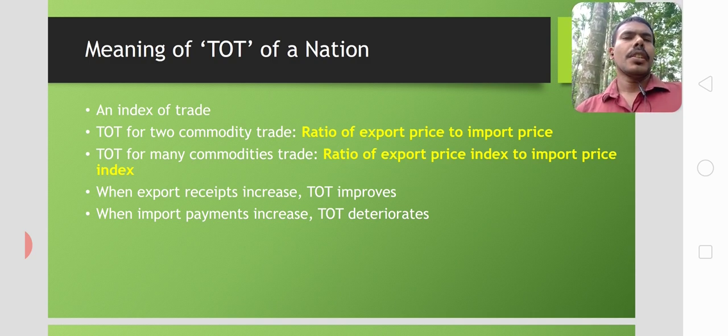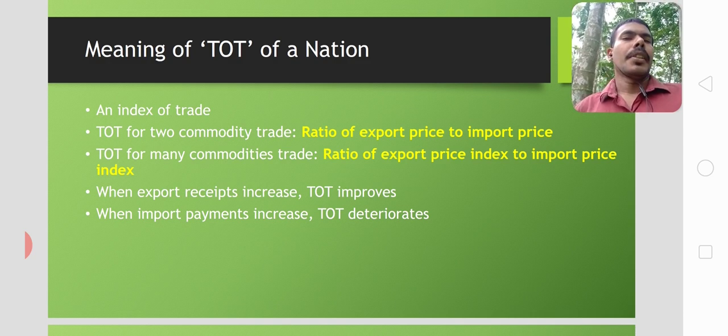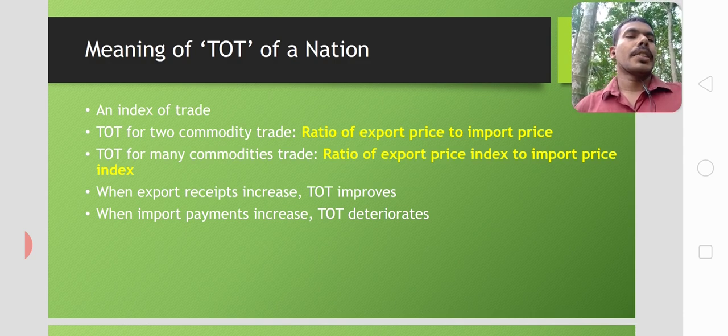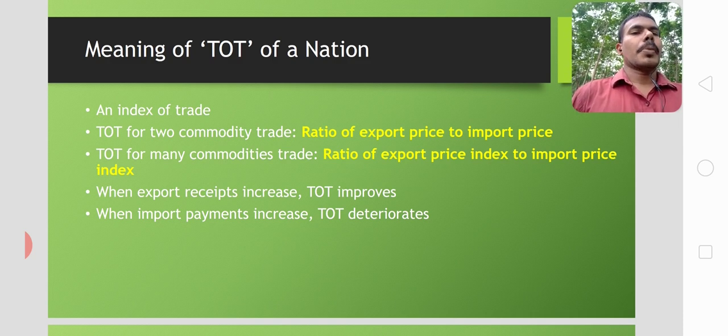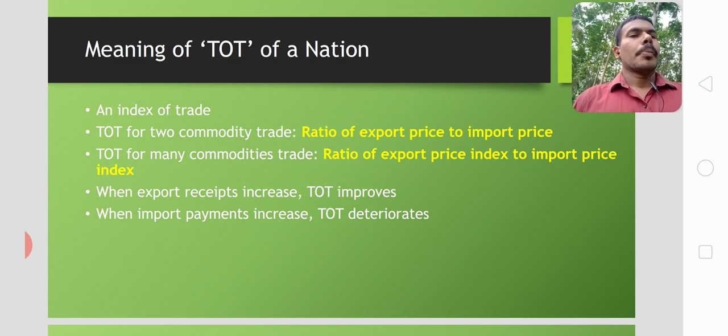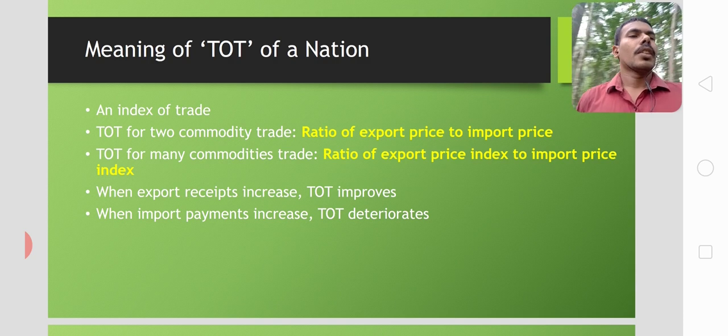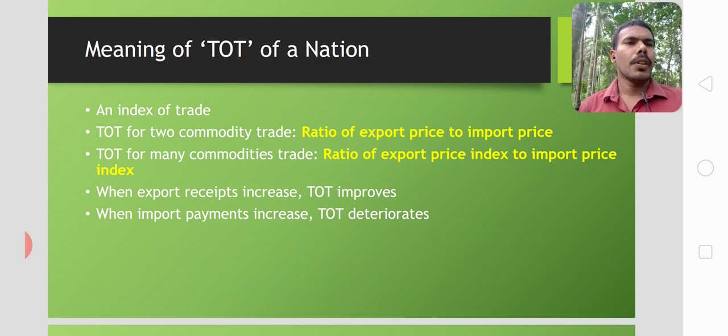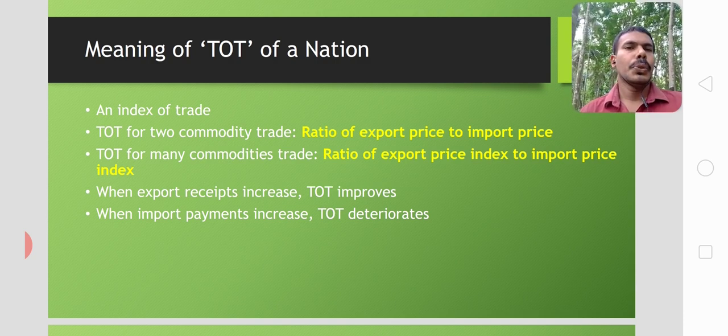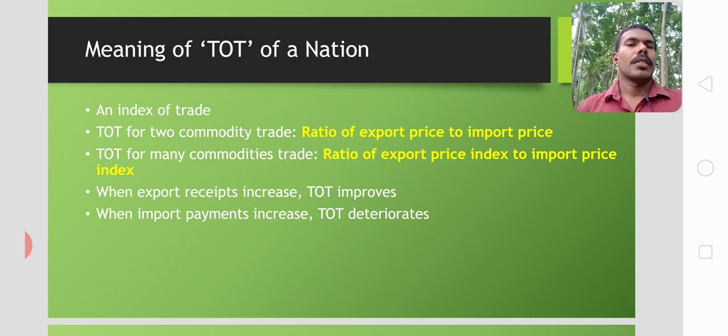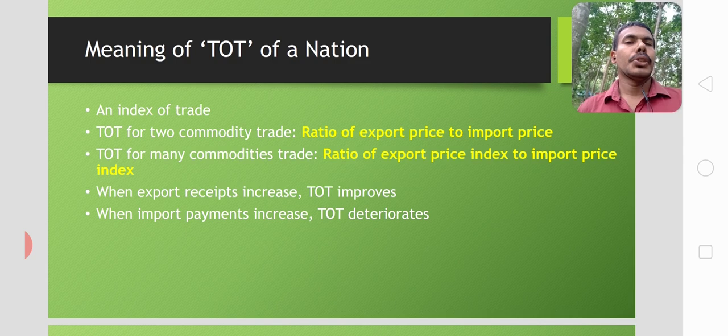Terms of trade for two commodity trade between nations is the ratio of export price to import price. That means the price of export by price of import is called the terms of trade of a nation for two commodity trade between two nations.